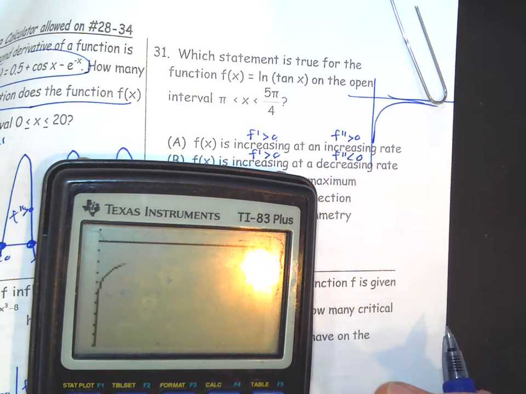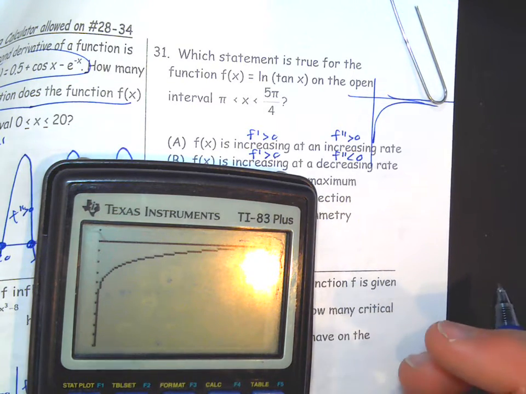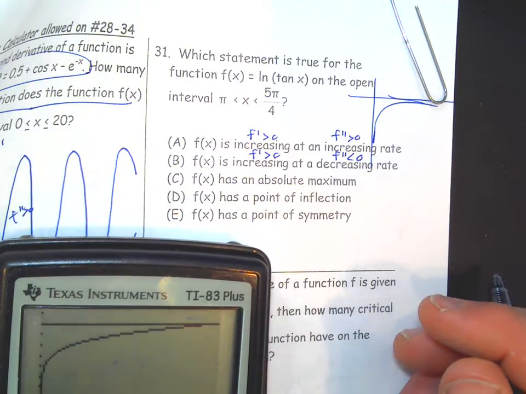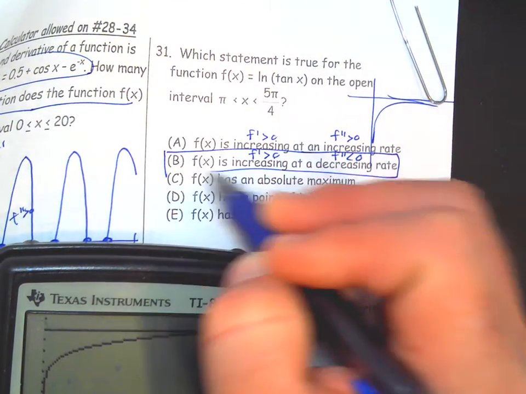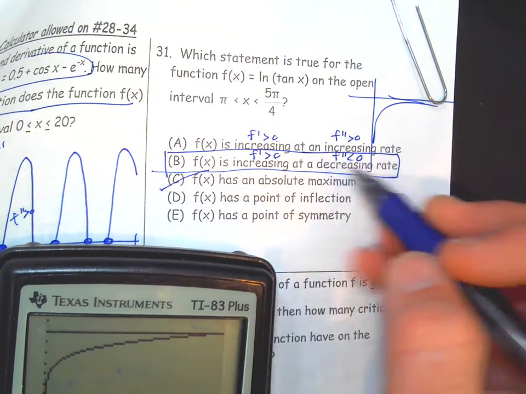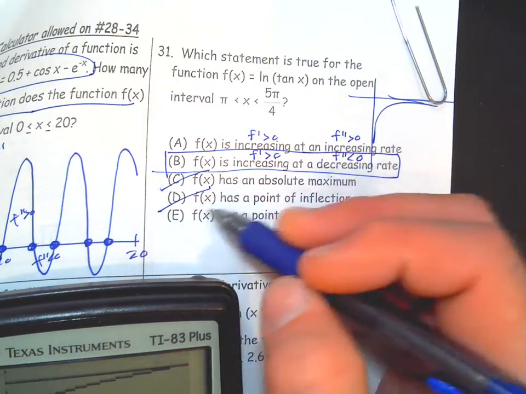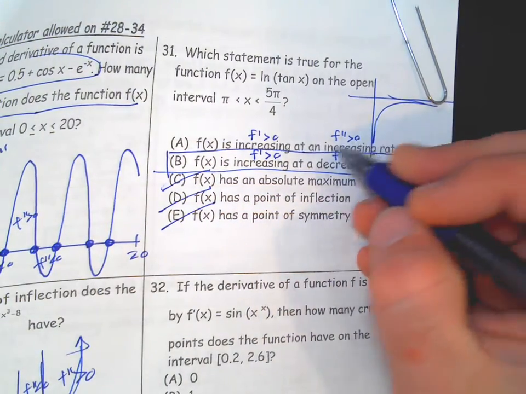So there's the graph. So I would say that it's increasing, but it's concave down, increasing at a decreasing rate. I'm going to go B. It doesn't look like it has an absolute max. It doesn't look like it has a point of inflection. It doesn't look like it has any kind of symmetry. And it's not concave up.